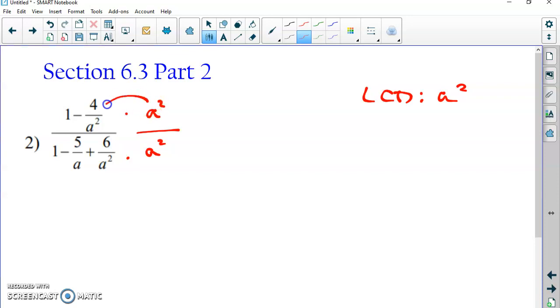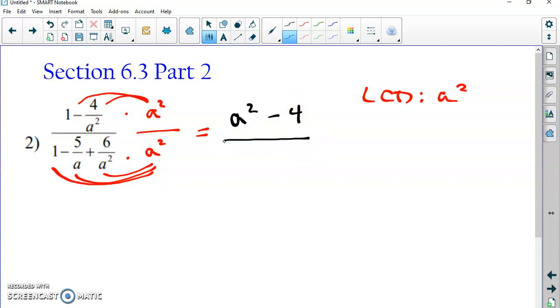So we are going to distribute a squared to both terms on the top and all three terms on the big bottom. Notice when we multiply, we're actually multiplying by a squared over 1. We're multiplying a squared to the top, all the little numerators. So our numerator is going to be a squared minus 4 over a squared times a squared. So the a squareds cancel. So that's just negative 4. The denominator, a squared times 1 is just a squared. A squared times 5 over a, one of the a's cancel, so minus 5a. And the last term, the a squareds cancel, so you're just left with 6.